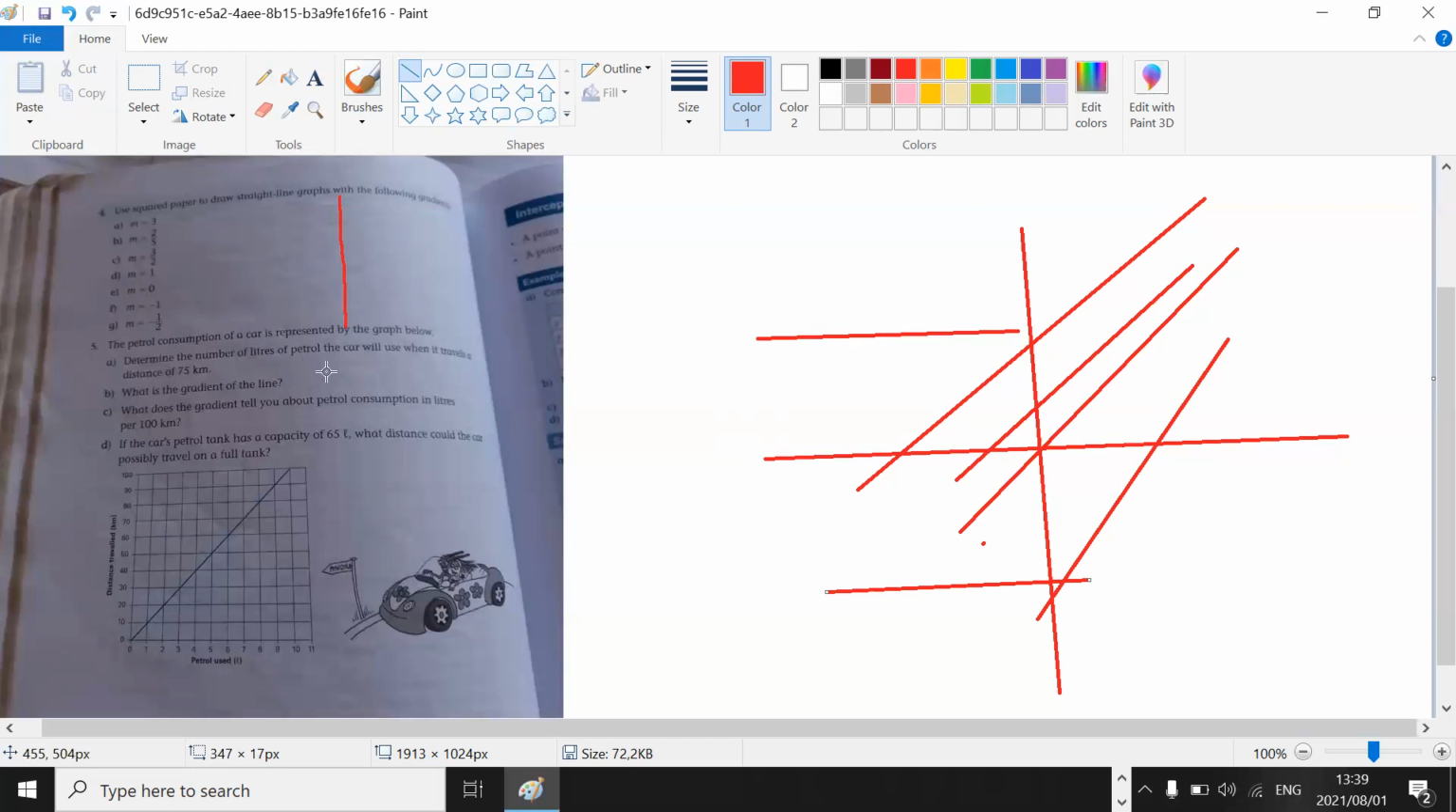Then question number F. Question number F, it's having a negative gradient. And this negative gradient is -1. Remember, for 1, it must pass through the origin. If it is -1, it must pass through the origin. Therefore, in this case, you are going to draw a straight line which goes like this because the gradient is decreasing. It's negative. You see that? Yes.